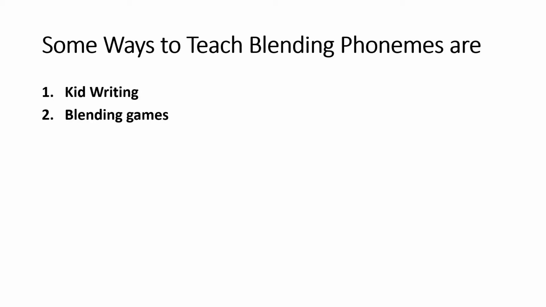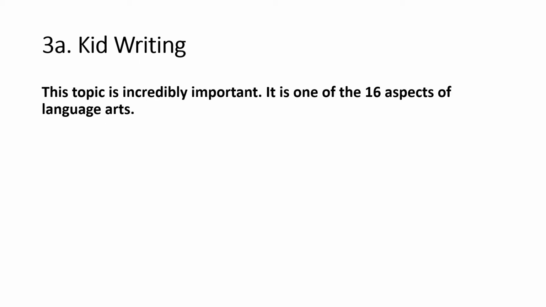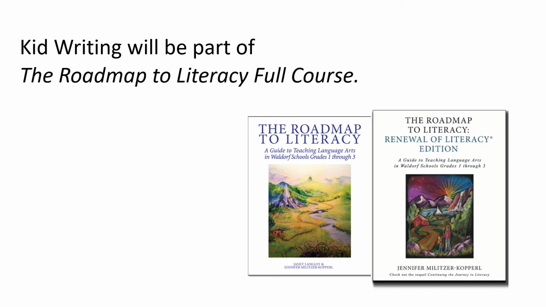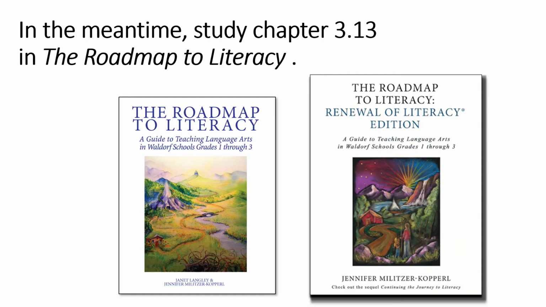Some ways to teach blending phonemes are kid writing and blending games. Kid writing. This topic is incredibly important. It is one of the 16 aspects of language arts. Kid writing will be part of the Roadmap to Literacy full course, when I go into depth in all 16 aspects of language arts rather than just the 3 keys to capacities. In the meantime, study Chapter 3.13 in the Roadmap to Literacy and the Roadmap to Literacy Renewal of Literacy Edition. Either one of these books will show you how to teach kid writing.